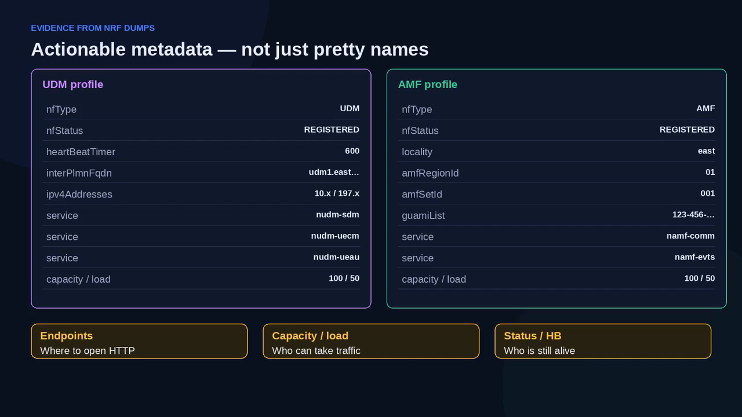These are the knobs selection uses. Capacity and load tell you who can take more traffic. Endpoints tell you where to open HTTP. Status and heartbeats tell you who is still alive. The NRF is storing actionable metadata, not just pretty names.